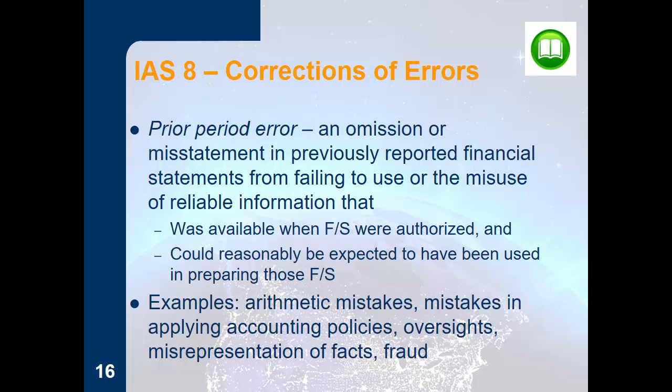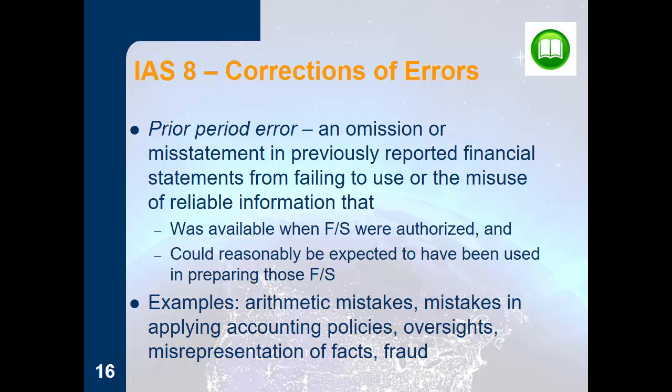Finally, let's talk about the correction of errors. When we have an error that was made in a prior period, it could be an omission or a misstatement, then we have to do something about that. We have to ask, was the information available when the financial statements were authorized? And could it have reasonably been expected that that information could have been used in preparing those financial statements?